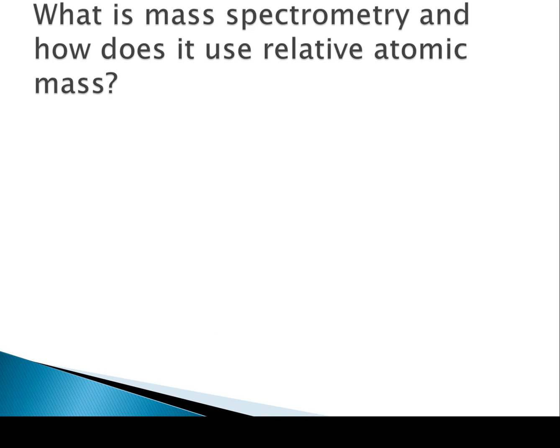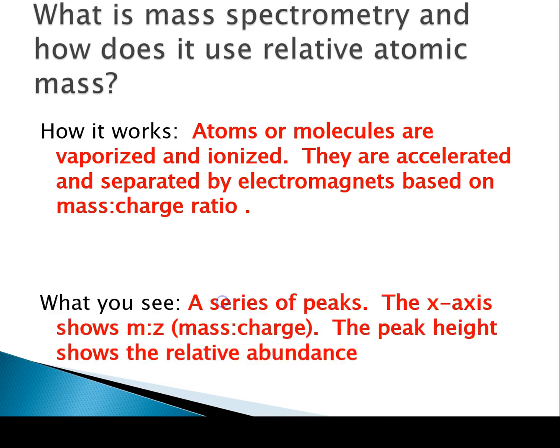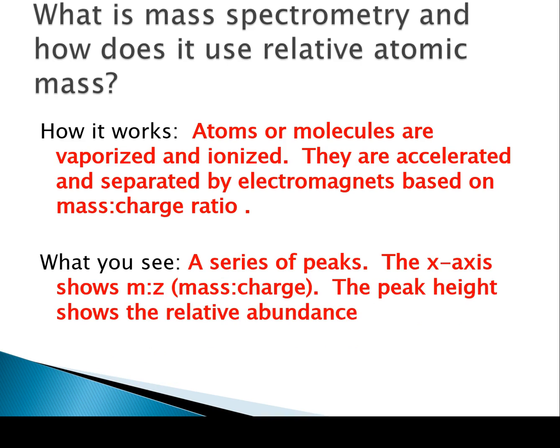All right, so first let's start with the mass spectrometer. What happens in the mass spectrometer? A sample is inserted into the mass spectrometer, and the atoms or molecules in the sample are vaporized and ionized. They then get accelerated and separated by electromagnets based on the mass to charge ratio, where the heavier portions of the sample are deflected less than the lighter portions. So what you see in the spectrum is a series of peaks. The x-axis will show the mass to charge ratio, and the height of each peak will show the relative abundance.